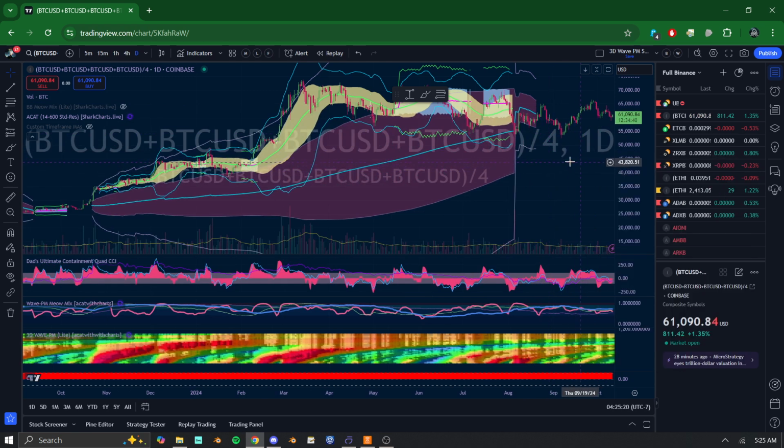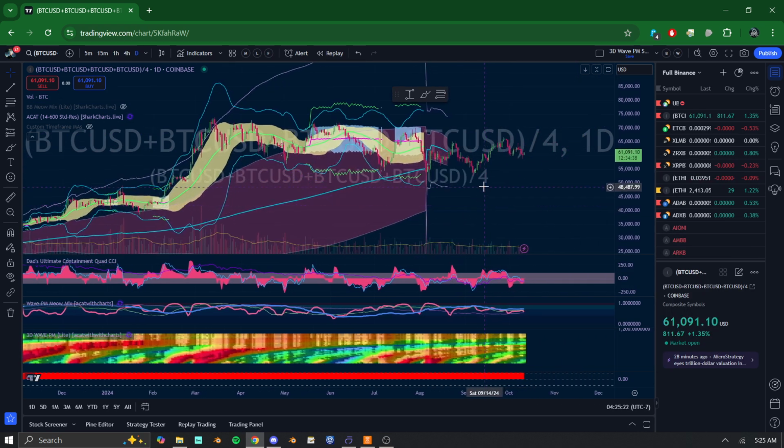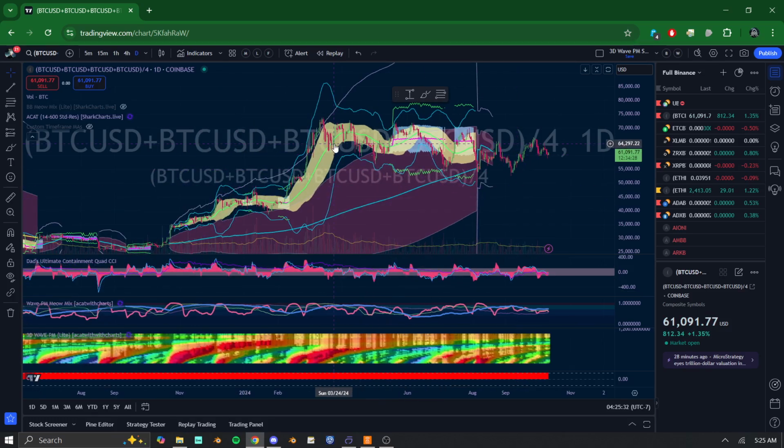As for Bitcoin, I don't know if things are on the upswing. It's kind of the exact same thing we've been saying for, oh God, 6 months. Price is going to go sideways.